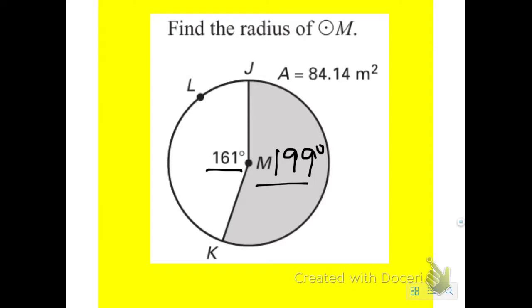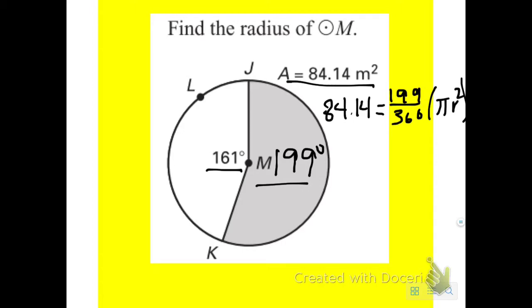If I know that the area of this shaded region is 84.14, the way that I get that is that it's the part of the circle, 199 over 360, times pi r squared. So I'm going to say 84.14 equals 199 over 360 times pi r squared. That's how I would get 84.14 if I needed to.